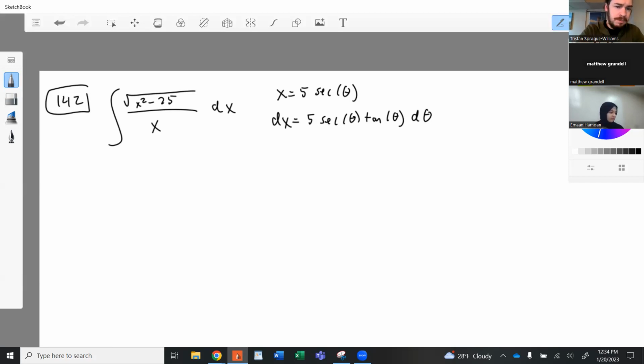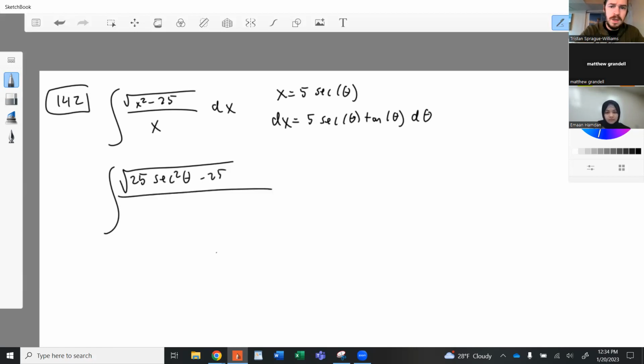Now that we've got that, we're going to do some substitutions in here. I'm going to go ahead and square both of these. So we're going to get 25 secant squared theta minus 25 all over, and then our x in the denominator means we also have 5 secant theta down there. Now the dx is going to be replaced by all of this, so I have times 5 secant theta tangent theta d theta. That's my whole new integral.